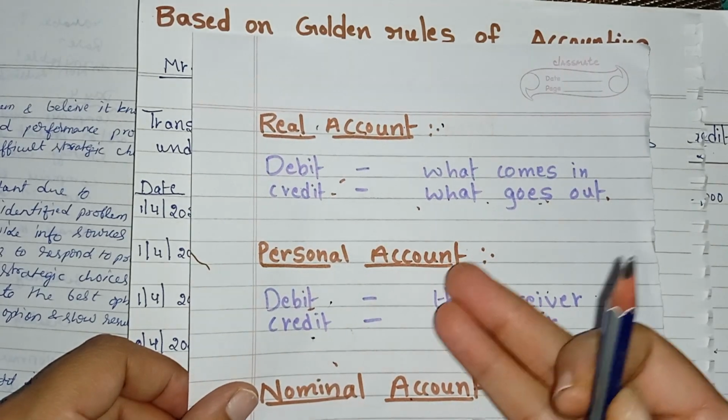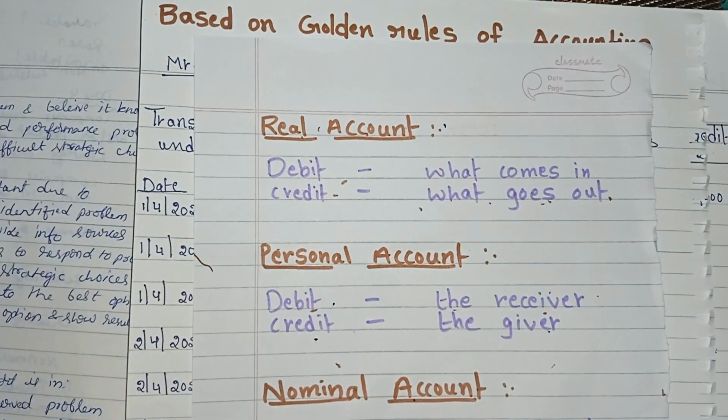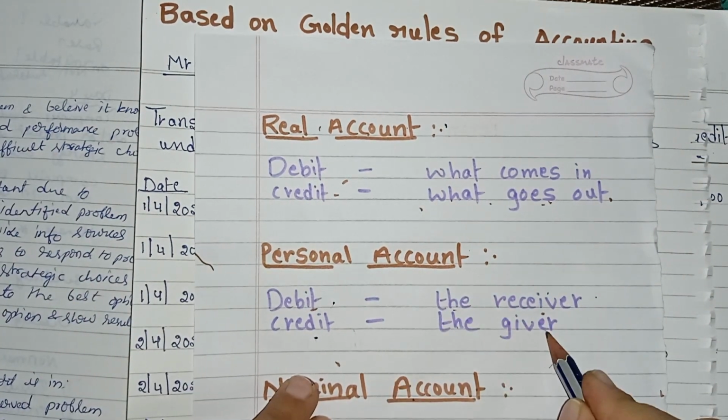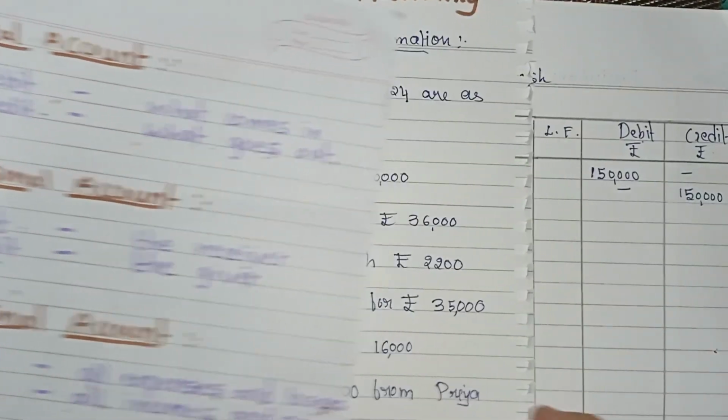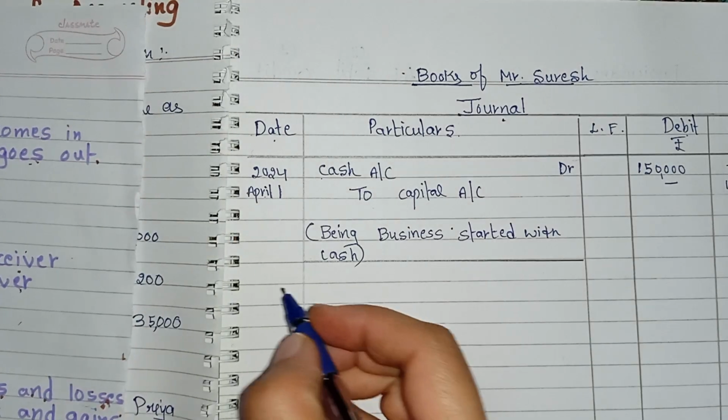She is the supplier of goods. Okay, we have purchased the goods from Manisha. Credit the giver. Who is the giver? Here Manisha is the giver. Okay, so, second entry.